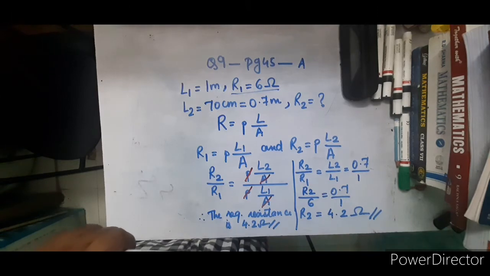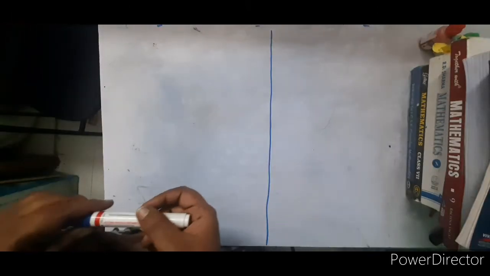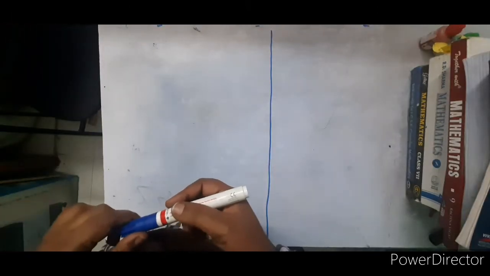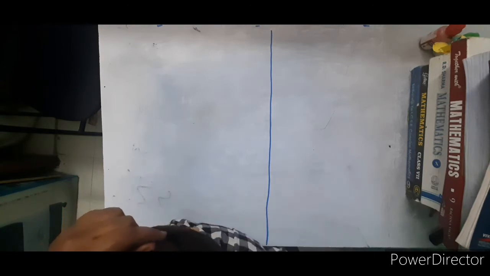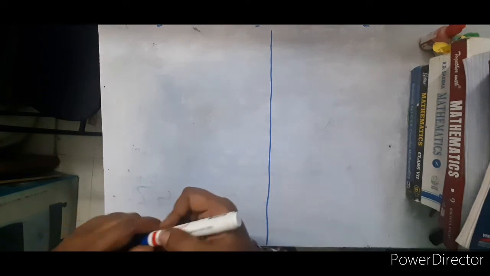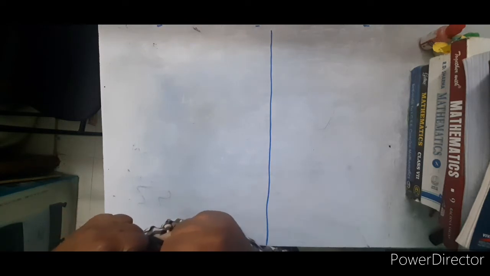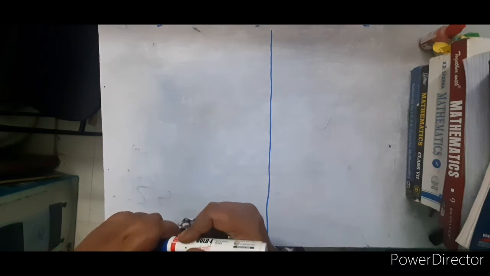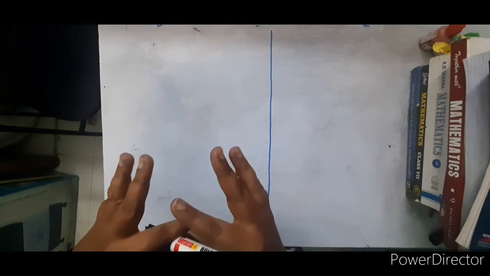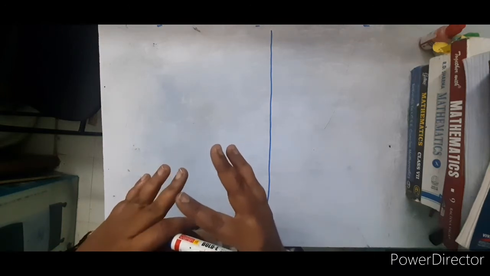Very simple. Now we'll do the last sum, page number 45, as usual, as I'm showing you again and again. Page 45, question number 9B, the second sum of that main question. In this sum, we are going to have a very different aspect related to quadratic equations. So I want you all to be very careful and listen very carefully to what we are going to solve here.